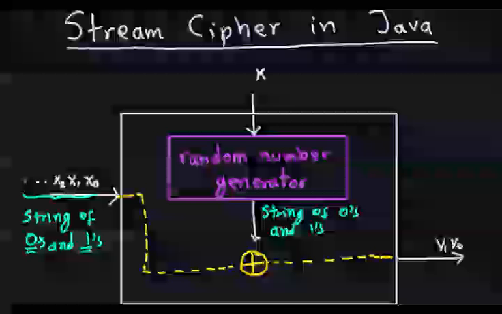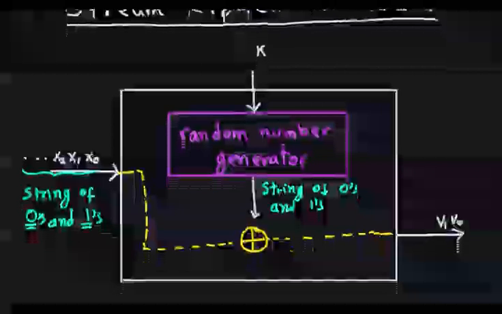Hello and welcome again. So in this series of videos, we will talk about how to implement the stream cipher using Java. And before we do that, let's recall what the stream cipher was. So the stream cipher had a picture something like this.